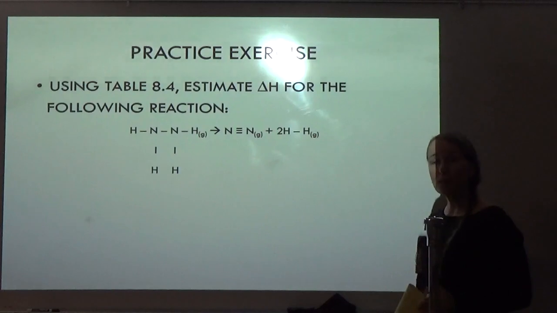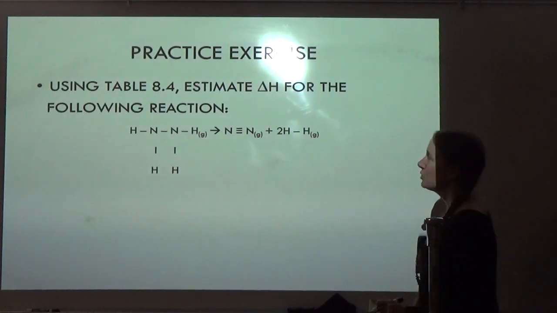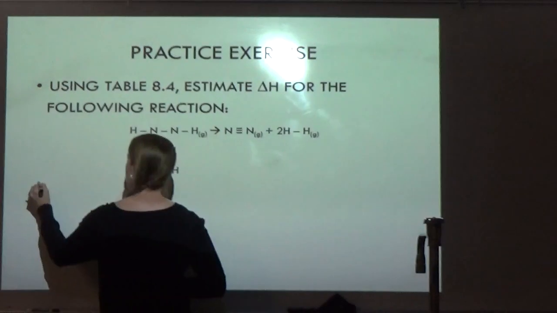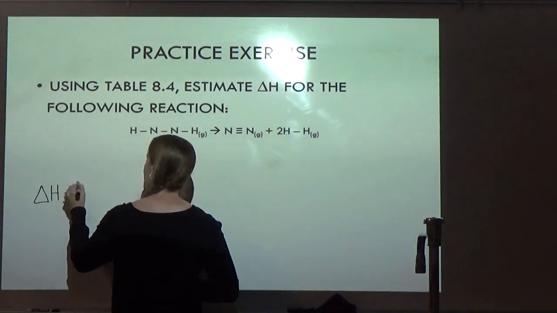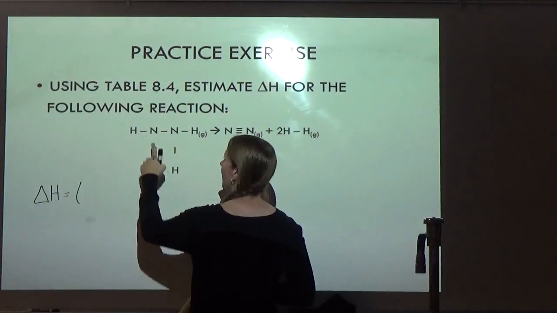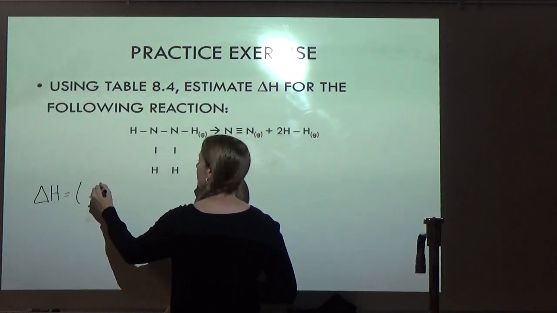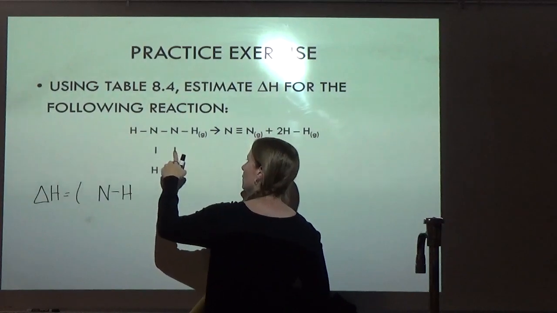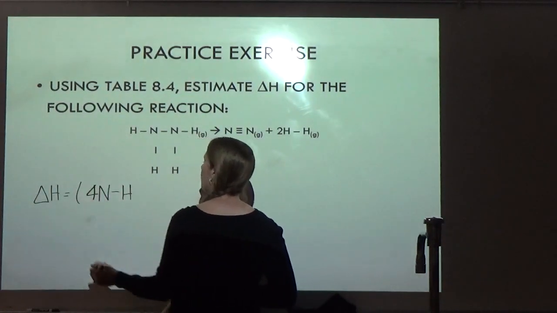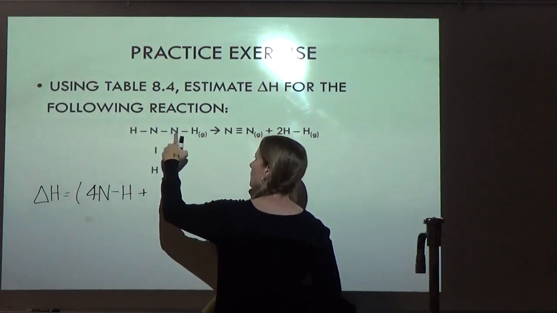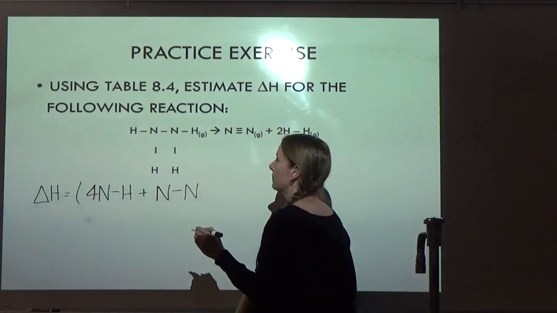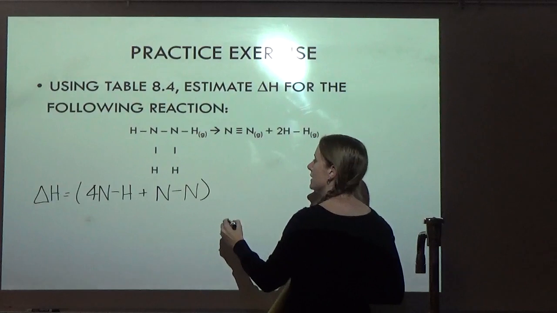All right, so for the second one, maybe you try this one. I'll assume you've already paused it, tried it, and we'll look at it together. So let's look at what we're breaking first. Remember, it's bonds broken. So I can see I'm breaking an NH bond. But how many? 1, 2, 3, 4. So I'm going to do 4 times that. I'm also breaking an NN bond, but just one of them. That's all the bonds I'm breaking.